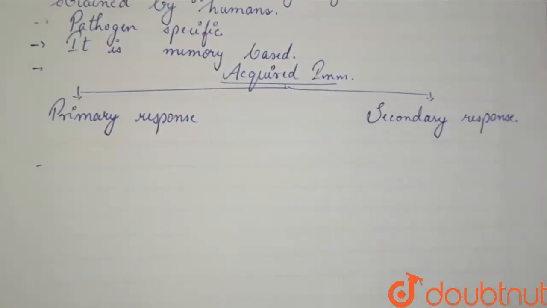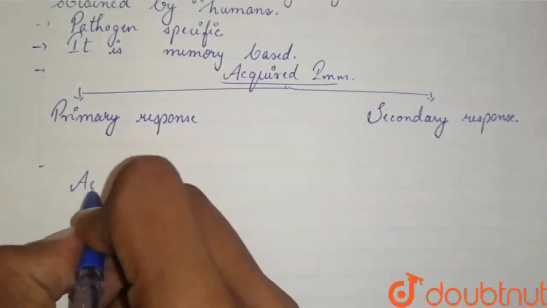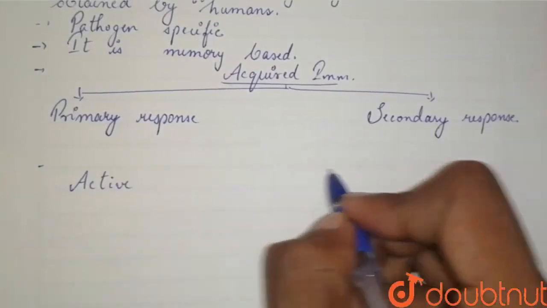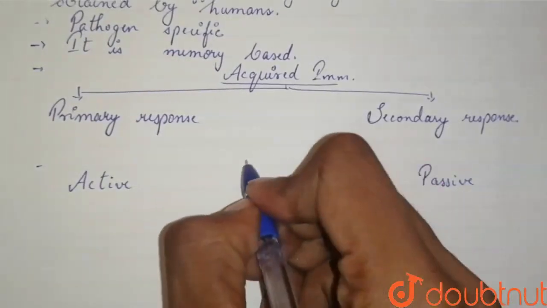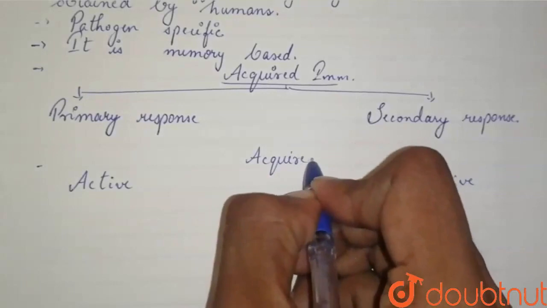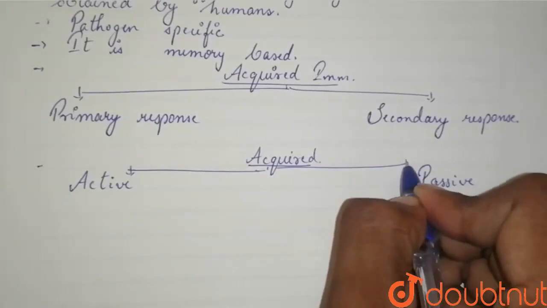Next, we have to list the different ways by which humans obtain acquired immunity. That is, in the course of life, how does a particular human being obtain this acquired immunity? We can categorize the process of acquiring acquired immunity into two basic divisions. First is active, the next is passive. So acquired immunity can be active or it can be passive.